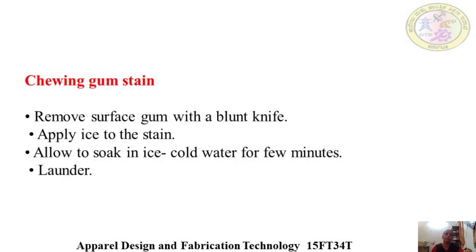Next is how to remove the chewing gum stain. Remove surface gum with a blunt knife. Apply ice to the stain. Allow it to soak in ice cold water for a few minutes and launder the fabric.